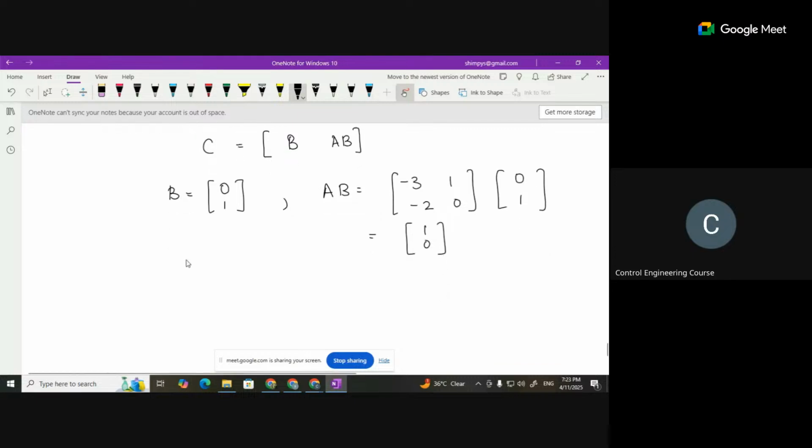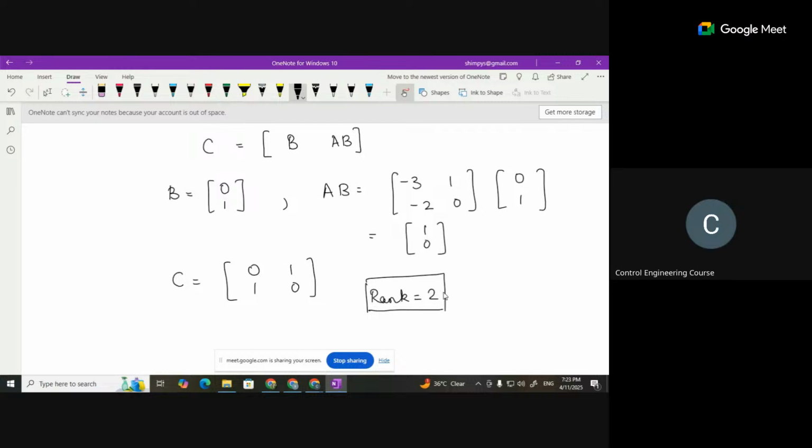Okay. So now the controllability matrix can be written as 0, 1, 1, 0. Is it correct? Yes, sir. Fine. So tell me, what is the rank of this matrix? 2. Correct, rank is 2. So what is your comment, whether the system is controllable or not? Yes, the system is controllable.